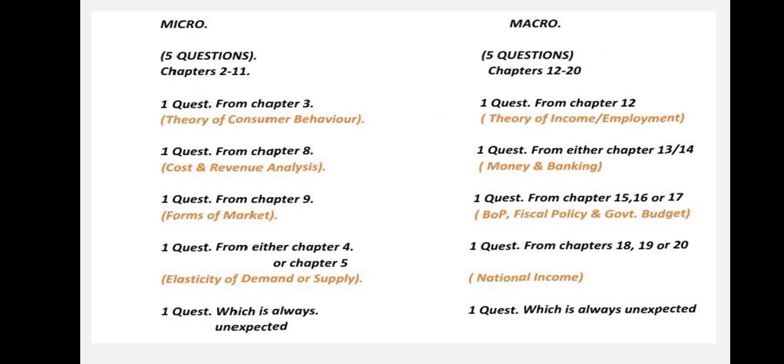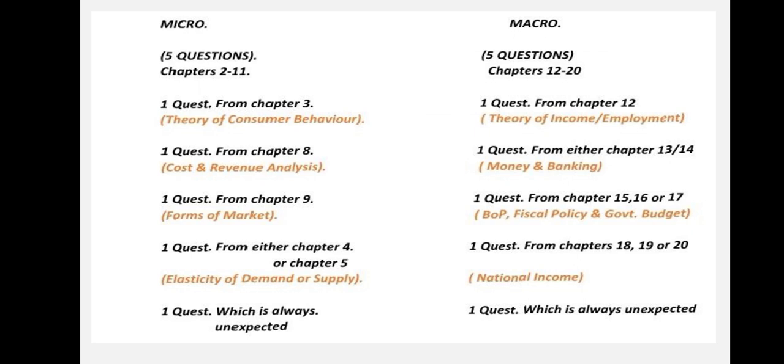Then coming on the right hand side, we have macroeconomics. 5 questions asked from this section, that consist of chapters 12 to 20. One question from chapter number 12, that is theory of income and employment, and this is a very important chapter of your books. One question from either chapter number 13 or chapter number 14, that is money or banking.